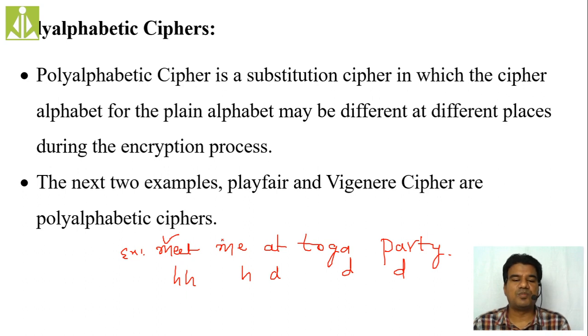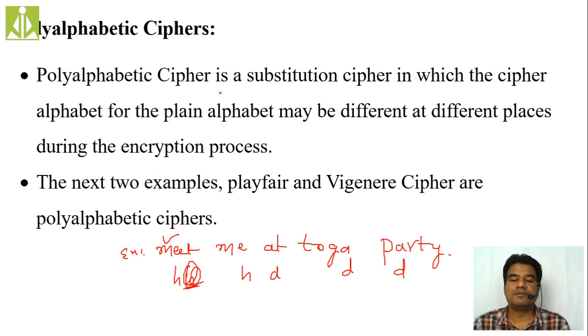So then the next is polyalphabetic ciphers. There is no guarantee that every E, or every same character in my plain text, will have the same character replacement in the ciphertext. Here, if the first E is getting replaced with H, the second E will be replaced with some other character. There is no guarantee that you will get H only. Because of this reason, polyalphabetic ciphers are more difficult to cryptanalyze.